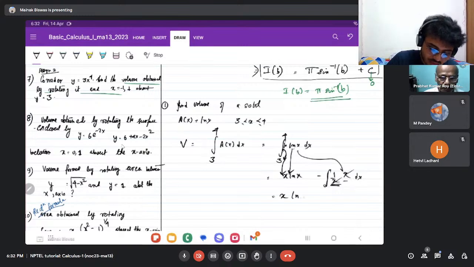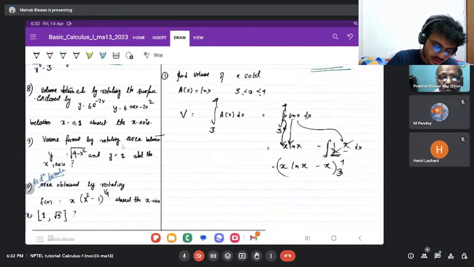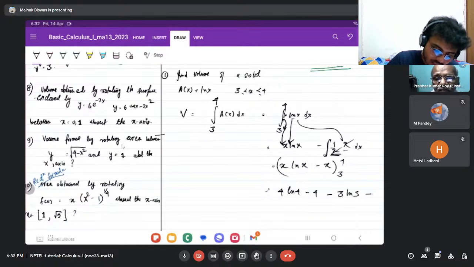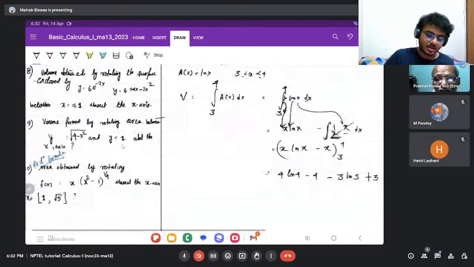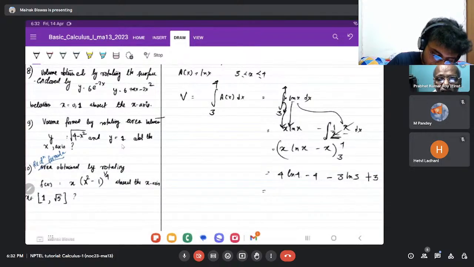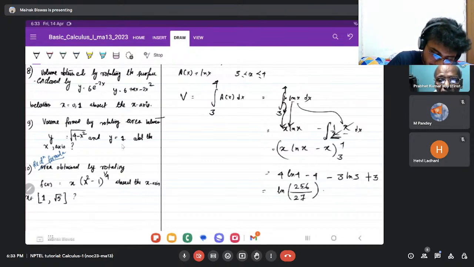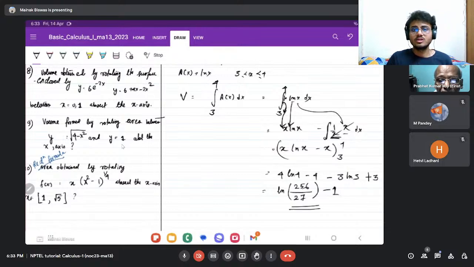So you are left with x log x minus x from 3 to 4, right? So this is 4 times log 4 minus 4, minus 3 times log 3 minus 3, or plus 3. Agreed? So this is your 4 to the power 4, it's 256, right? 4 to the power 4 is 2 to the power 8. Correct. 256 by 27 minus 1.